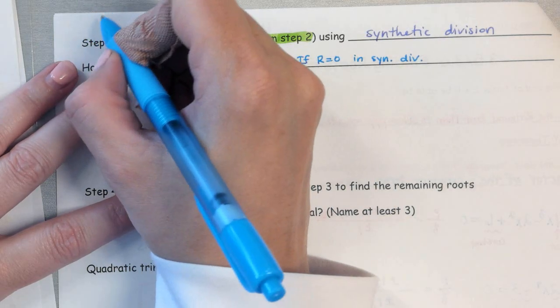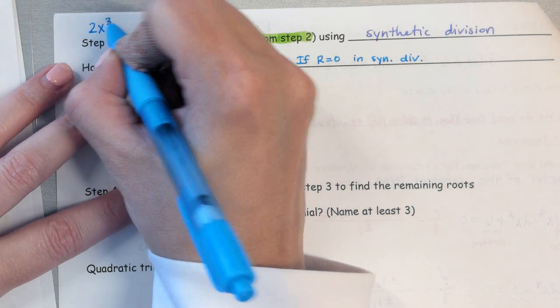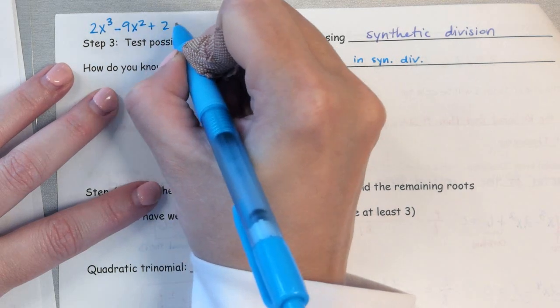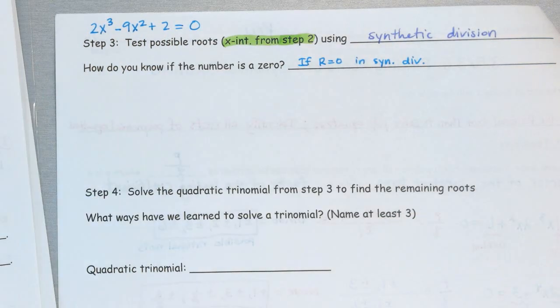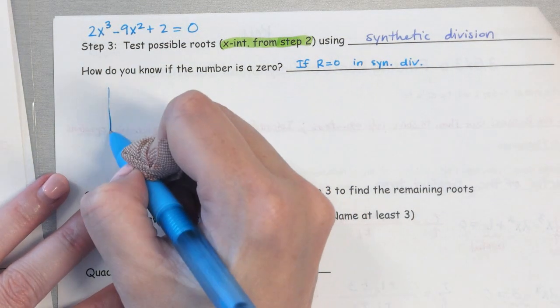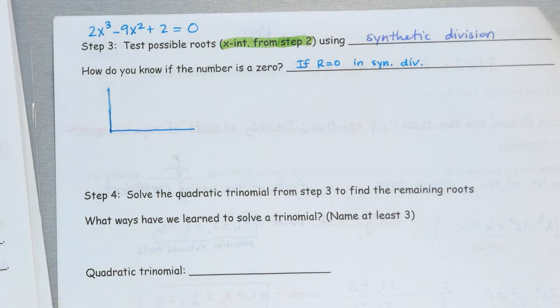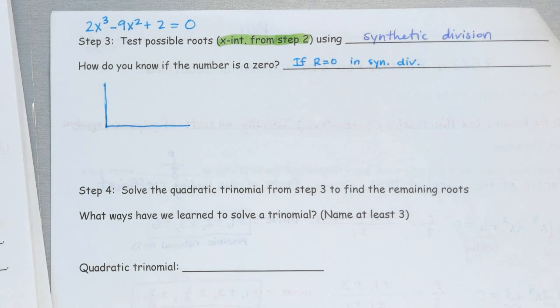So remember that the original problem is 2x cubed plus 2 equals 0. So why do I want to write that there if we're doing synthetic division? What's your first step of synthetic division? You take the coefficients, okay?